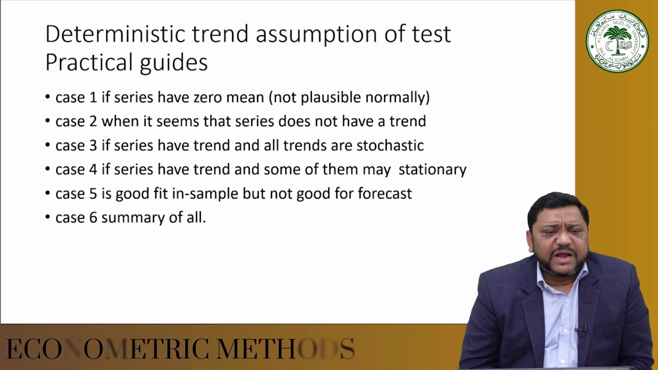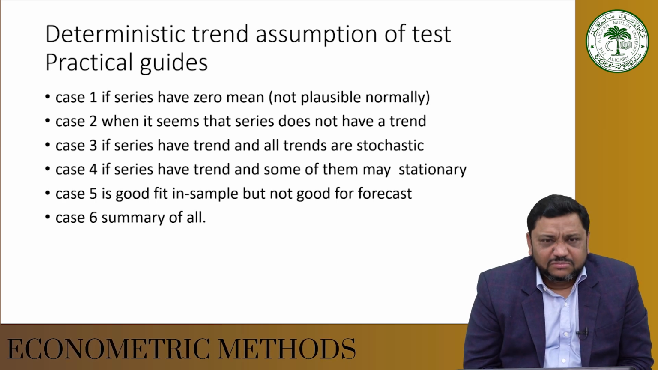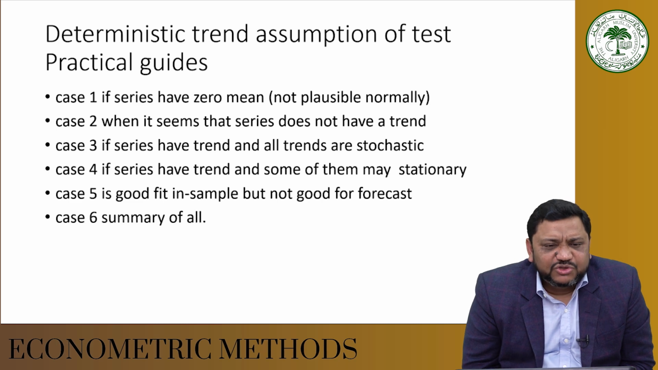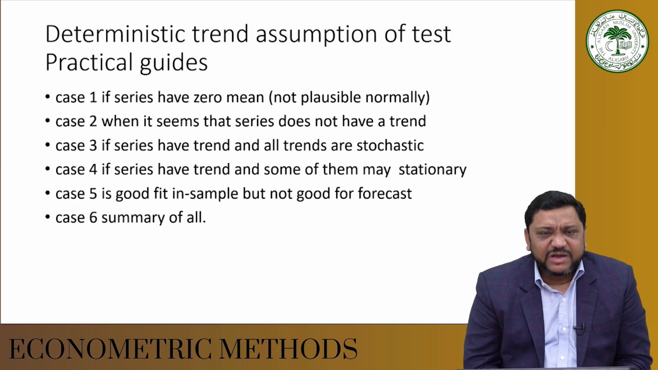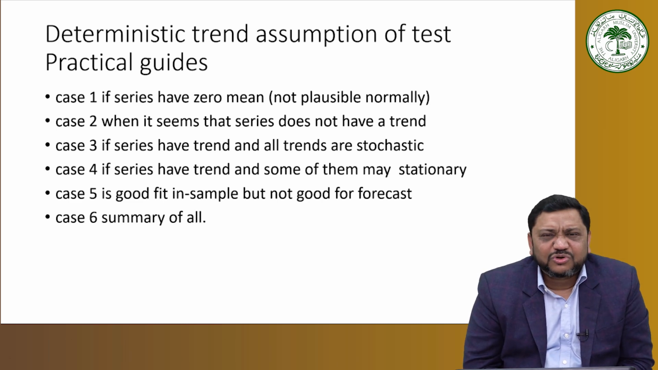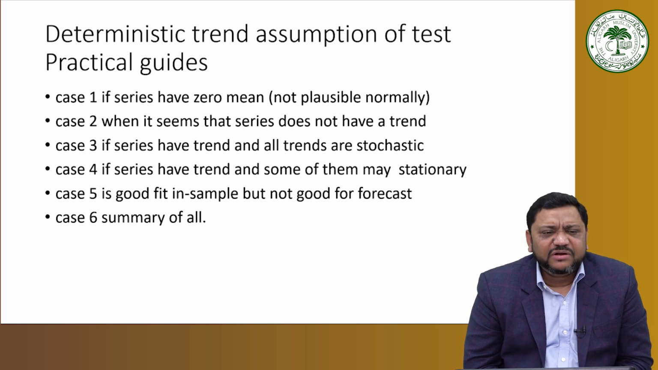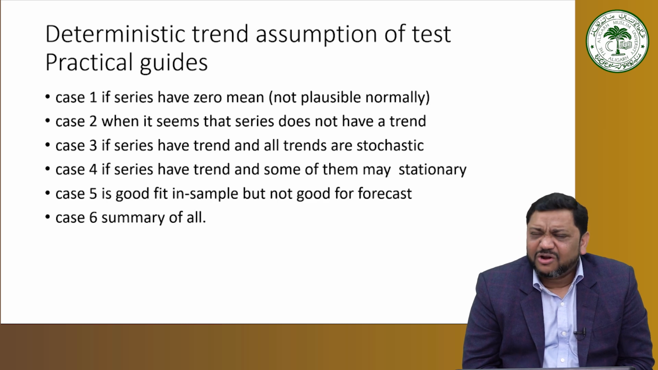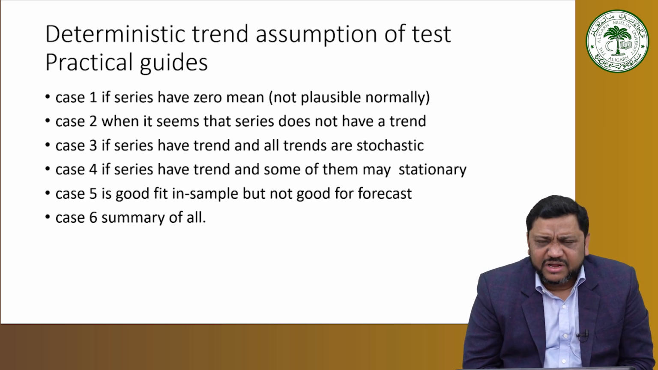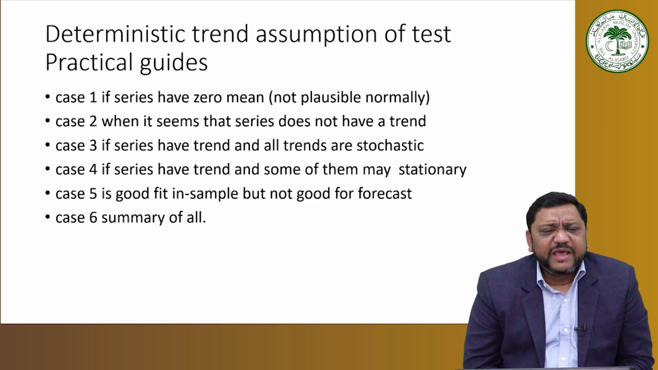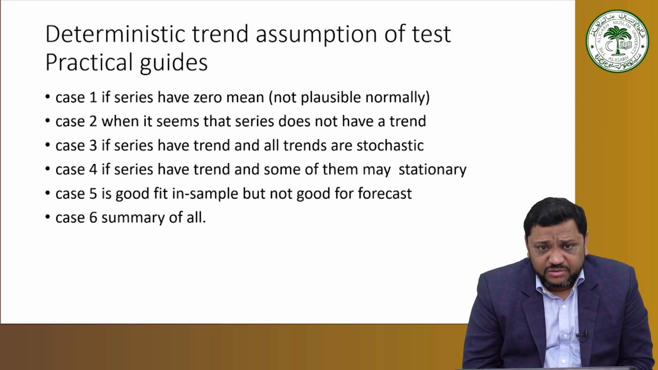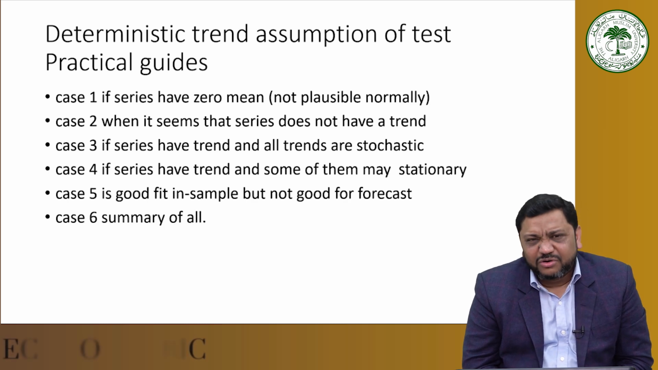A word again: case 1, if the series has 0 mean, it is not plausible, it's not normally there. Case 2, when it seems that the series does not have a trend, that also is not usual, most of the series do have a trend. And series have trend and all trends are stochastic. Normally this is the case. You have trend and those trends are stochastic. Case 4, if the series have trend but some of it may be stationary. And number 5 is if it is a good fit in sample but not a good fit in forecast.